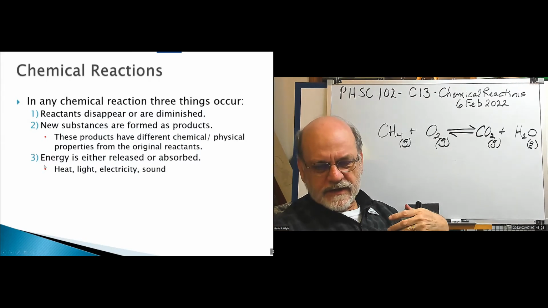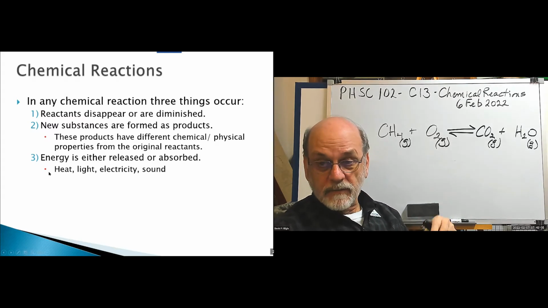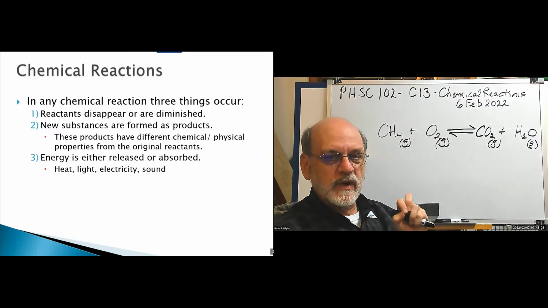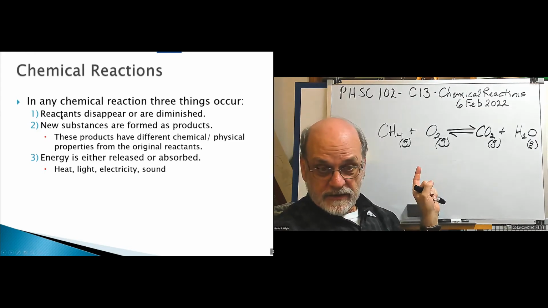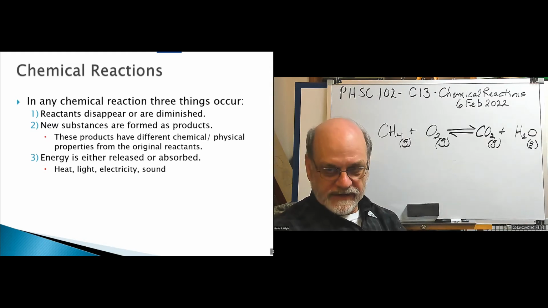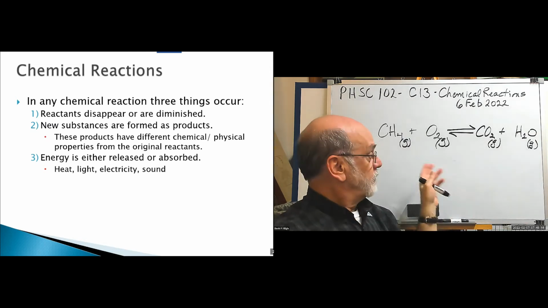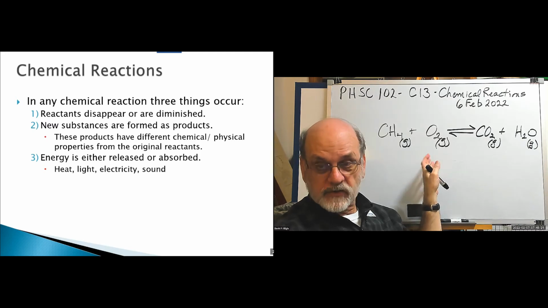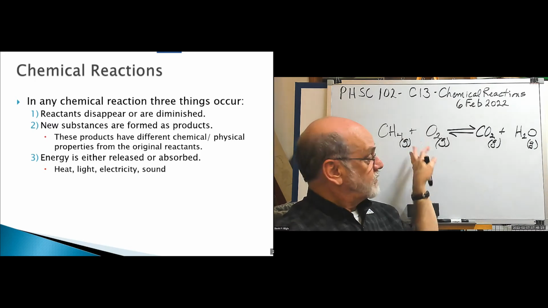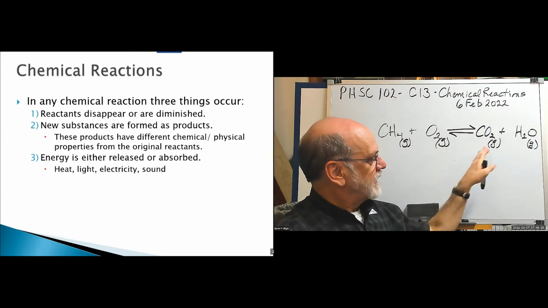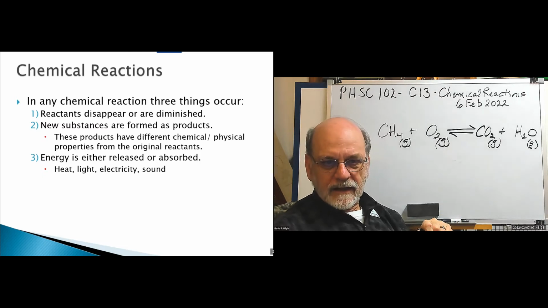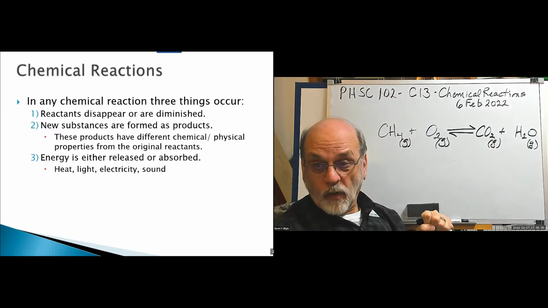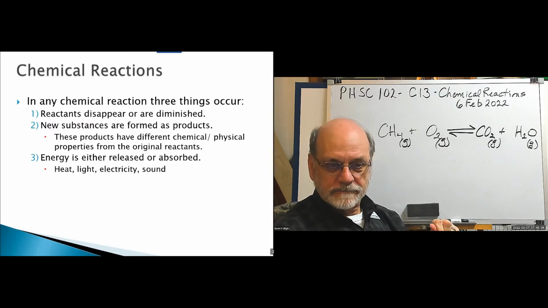Okay, this is just a rehash, but it contains little bits of new information. We know that during a reaction, these reactants tend to disappear or decrease. There may be some of this left over, right? If you stop the reaction before it's completed, then you might have some of this left over and some of that in addition. So you may have a mixture of all four of them. New substances are formed in a chemical reaction. That's a given.